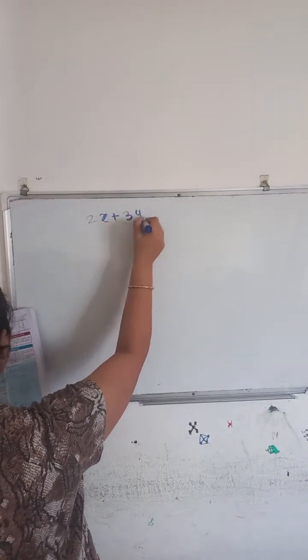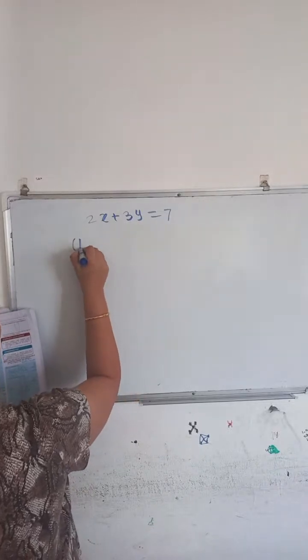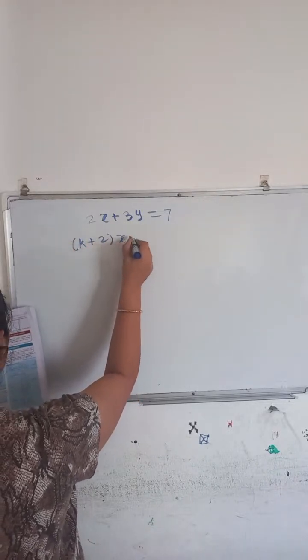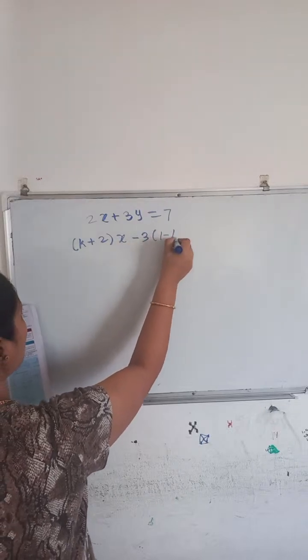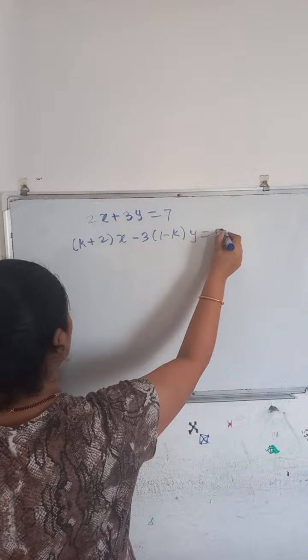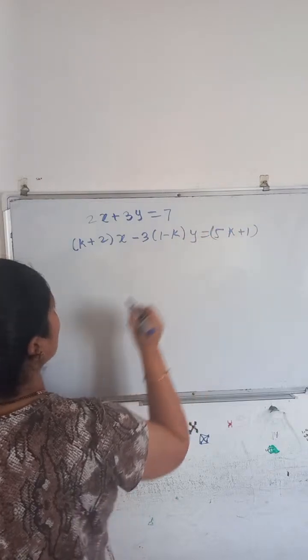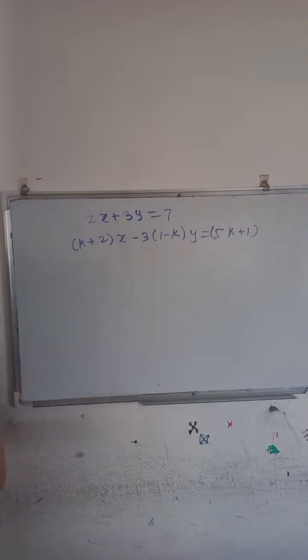2x plus 3y is equal to 7 and k plus 2 into x minus 3 into 1 minus k y is equal to 5k plus 1. Okay, this is the equation given. Now find out. This is a little different. Many solutions are there, that means lines are overlapping, all the coordinates are same, coefficients are same. Find out, I'm expecting answers from you. Once you finish, you can just type the answer in the chat box.